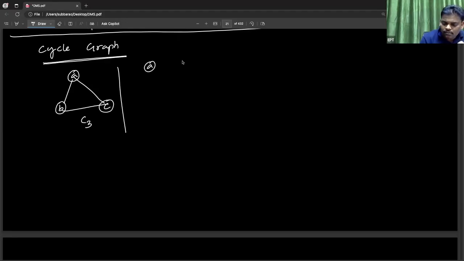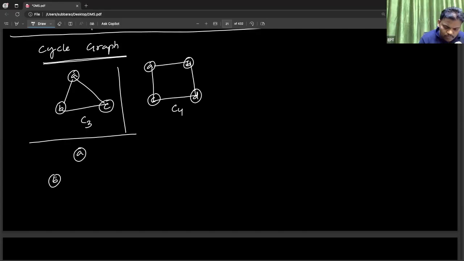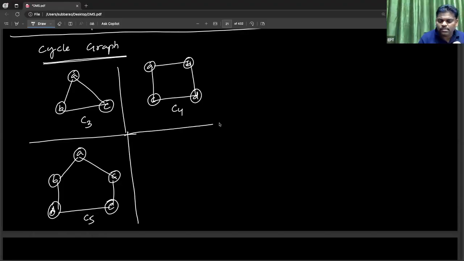Next one. 4 vertices. There are 4 edges with a cycle. This is called C4, a cycle graph with 4 vertices. Next one. There are 5 vertices with 5 edges with a cycle. This is called C5. Right? Until now, everyone fine. This is called a cycle graph.